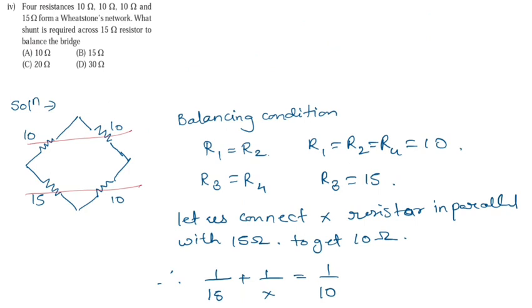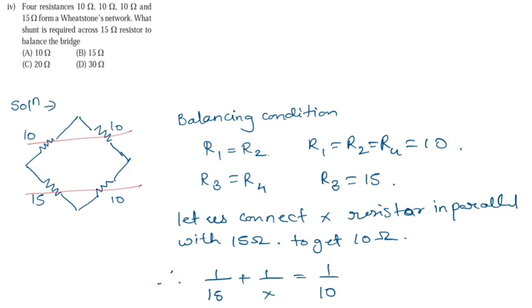Now next is: four resistances of 10 ohms, 10 ohms, 10 ohms and 15 ohms form a Wheatstone network. What shunt is required across the 15 ohm resistor to balance the bridge? First of all, I have connected the circuit. As you can see, the bridge is here. For the balancing condition, I have written R1 by R2 is equal to R3 by R4. I already know R1, R2 and R4 are the same, 10, and R3 is 15. So to convert R3 into 10, I have to apply a resistor in parallel with it. I have connected an X resistor here in parallel with the 15 ohm resistor.